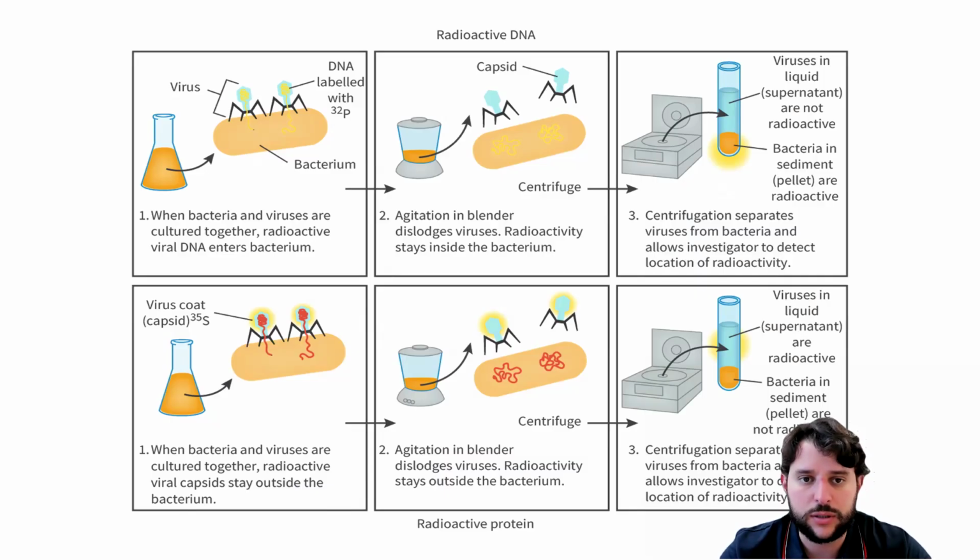So what they saw, that the ones that were labeled with P, with phosphorus isotope, they were radioactive inside the pellet, inside the bacteria at the bottom of the tube. So which meant that actually the viruses placed this DNA with this isotope inside the cell, and they could see this in the bottom. And the experiment with the protein, they didn't see this. They didn't see the radioactive pellet, the radioactive bottom of the tube. And they observed a supernatant radioactivity. They observed a radioactive substance on the liquid surrounding the cells.